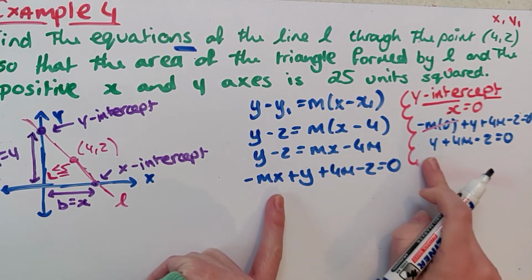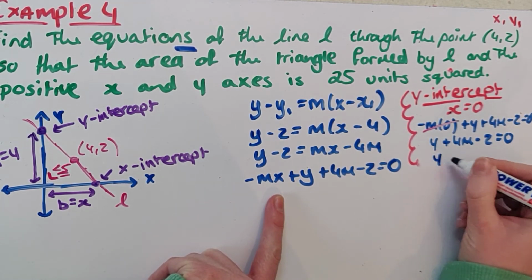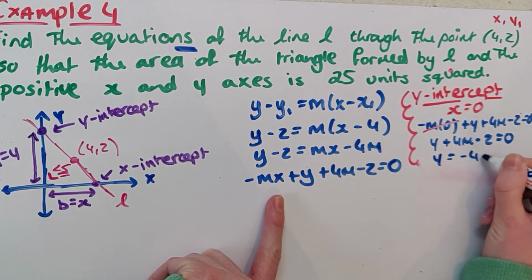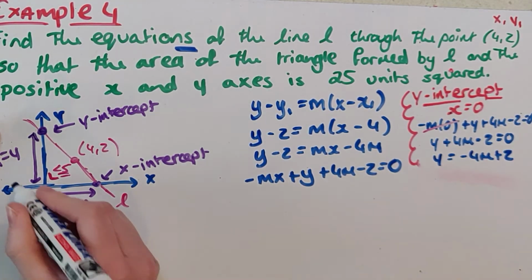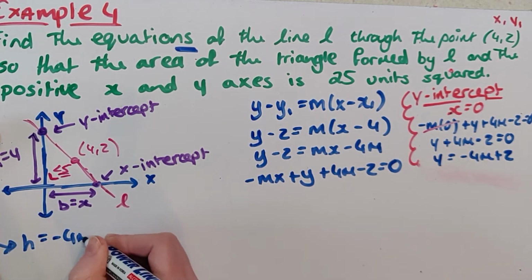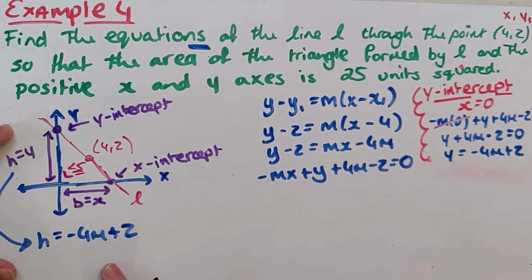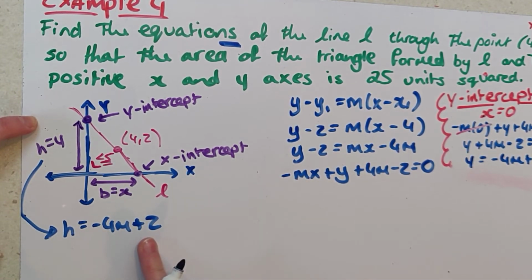So now if I want to find the y coordinate, that means I'm going to bring everything to the other side. So I have y is equal to minus 4m plus 2. So I can now say that my height over here, my h value, is going to be minus 4m plus 2.